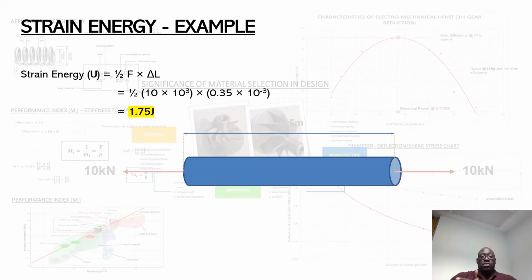So in the first equation, we're going to work out the strain energy based on the applied force and the measure of the change in length. So U is equal to half times F times delta L, U is equal to half times 10 times 10 to the power 3 times 0.35 times 10 to the power minus 3. And when we do the computation, we get 1.75 joules. So it takes 1.75 joules to give an extension of 0.35 millimeters.